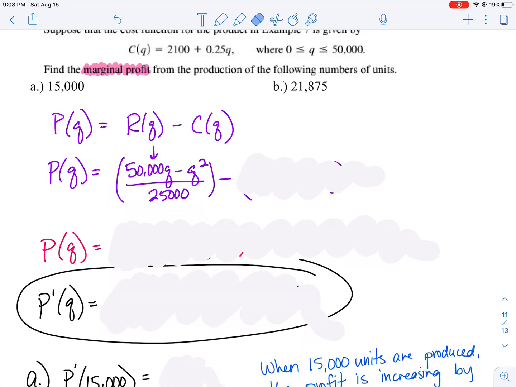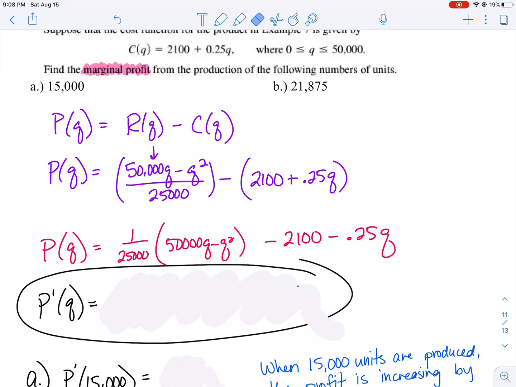Profit is our revenue, which we said in example 7 was this equation, minus our cost, which they gave us in this example as the 2100 plus the 0.25Q. So together, when I subtract them, that equals my profit. I can go ahead and simplify this a little bit. I brought out the 1 over 25,000 like before, so that left me with the 50,000Q minus Q squared, and then I distributed the negative through to that second parenthesis. This is my profit function.